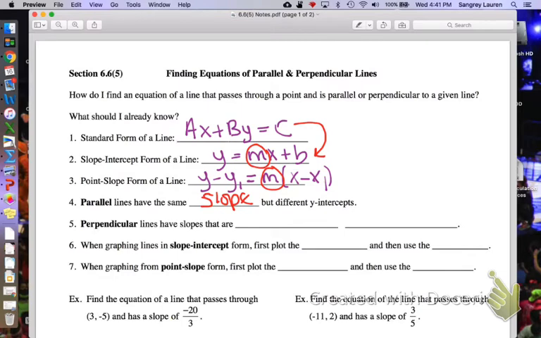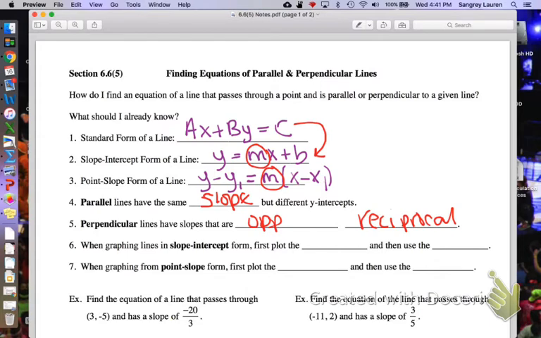Perpendicular lines have slopes that are opposite reciprocals. So remember, the opposite means that they have two different signs. One of them's positive, one of them's negative, and reciprocal means that we flip the fraction.